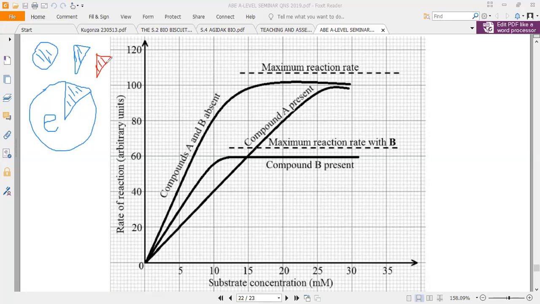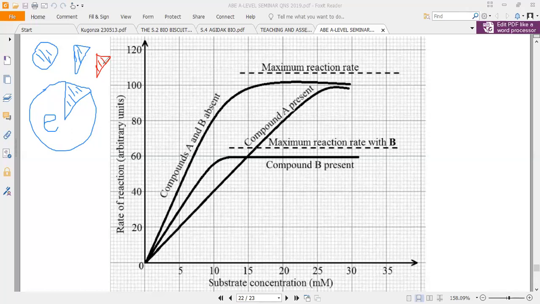So that's why we're saying that this is competitive. The inhibitor competes with the substrate. Now, what do you do to minimize or reduce the effect of this inhibitor? You provide more of the substrate. Increase the concentration of the substrate. When you increase the concentration of the substrate, what does it mean? It means that the enzyme will have more chances of colliding with the substrate than with the inhibitor. Why? Because we have many more substrates than inhibitors. That's why when you increase the substrate, the inhibitor is outcompeted.